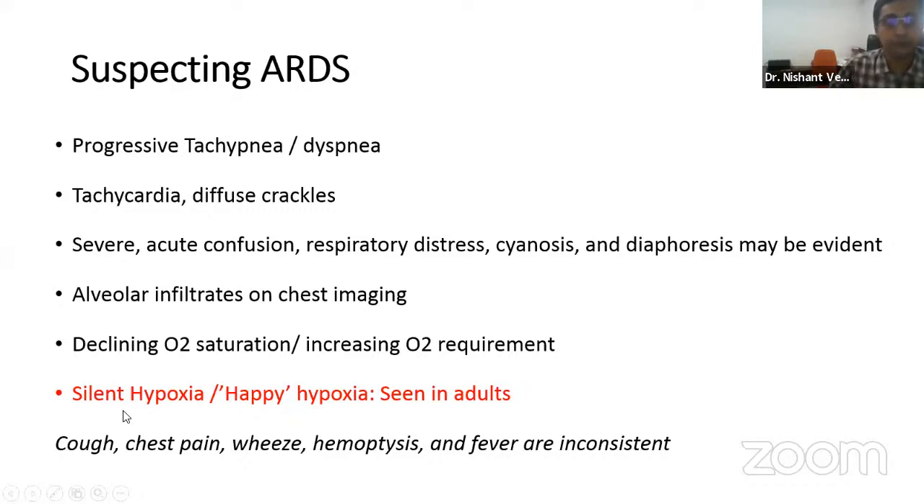In adults, what we see is silent hypoxia. We also call it happy hypoxia. Now this is uncommon in children. Children typically manifest symptoms, so they would appear sick when they develop ARDS. Adults may have silent hypoxia, but this is not common in children. Symptoms of cough, chest pain, wheezing, hemoptysis, and fever are inconsistent, so they may not be present in all children. So we cannot rely on the presence of these symptoms for diagnosis of ARDS.